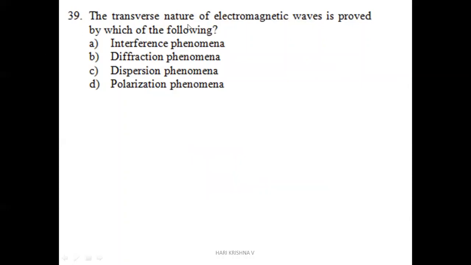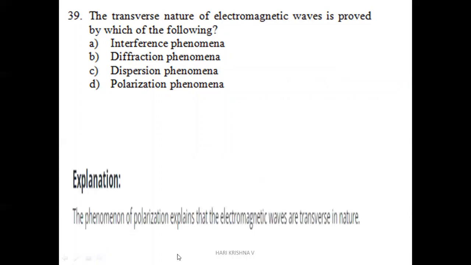Next, the transverse nature of electromagnetic waves is proved by which of: interference, diffraction, dispersion, or polarization? Only by polarization. The phenomenon of polarization explains that electromagnetic waves are transverse in nature. One more thing: polarization is also important because of polarization we use sunglasses. Sunglasses block light reflected at 90 degrees. For that reason, cricket players use polarized glasses, colored ones. Okay.